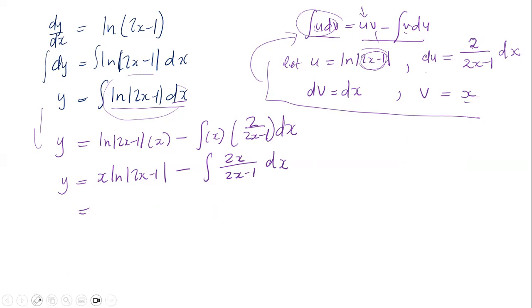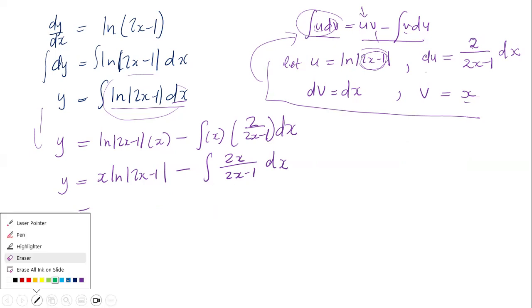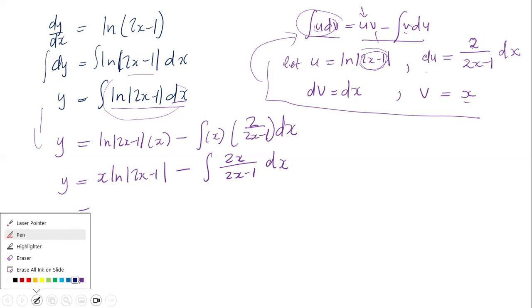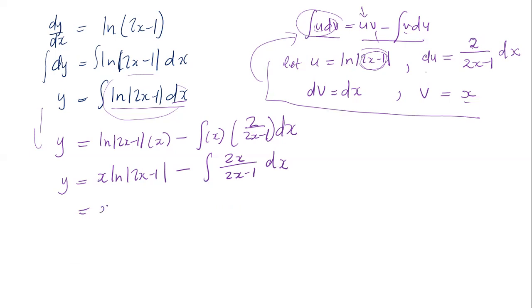It's either use partial fractions or whatever technique you can think of, or your long division method, it's up to you. x ln of (2x minus 1). But what I'm going to use is, I'm going to add 0 at the top, okay? Because long division is a long method that I don't want to use.